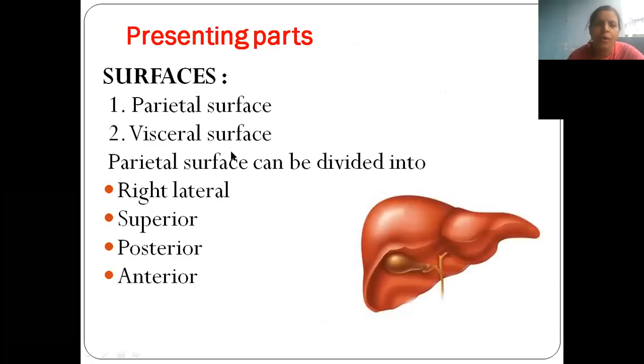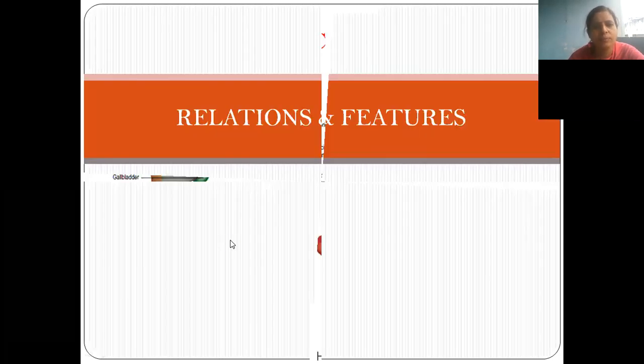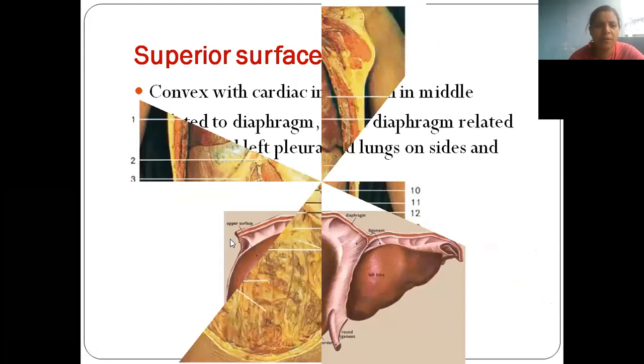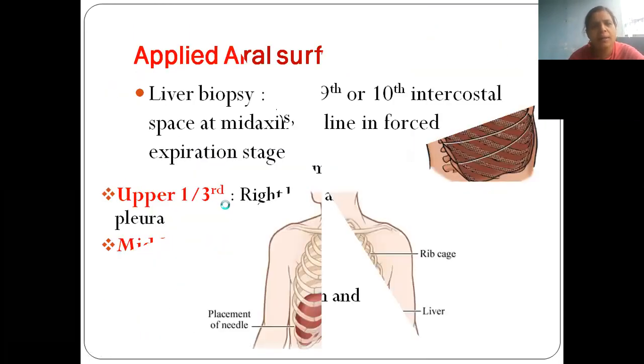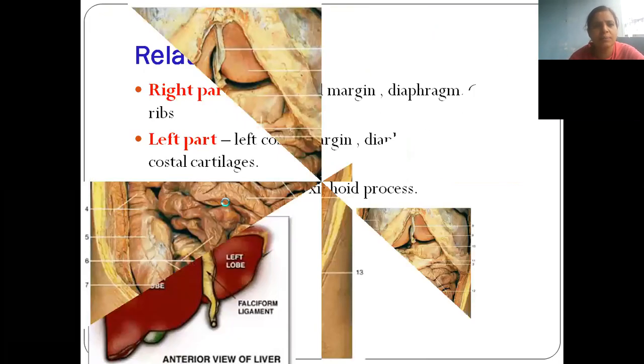Overall, the presenting parts of the liver: it has the parietal surface, that is the diaphragmatic and anterior surface. Then we have the visceral surface, and we will focus on the visceral surface more. Even this dissected body will give you an idea of how the liver is placed. You can see two lungs with the heart in between. This is the diaphragm, and only part of the liver is seen. Below this is the inferior surface of the liver, and so many visceral organs create their impressions. Now let us see the visceral surface.